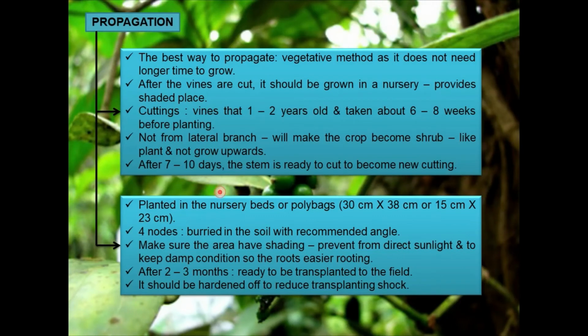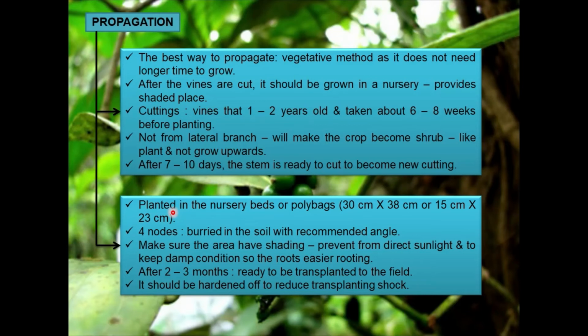Propagation. The best way to propagate pepper is by the vegetative method as it does not need a long time to grow. After the vines are cut, they should be grown in a nursery because it provides a shaded place. The cuttings should be taken from vines that are 1 to 2 years old and taken about 6 to 8 weeks before planting. The cutting should not be taken from a lateral branch because it will make the crop become a shrub-like plant and not grow upwards. After 7 to 10 days, the stem is ready to be cut to become a new cutting.